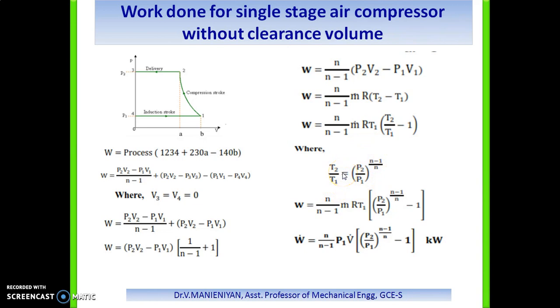polytropic process. So using this temperature relationship, the temperature ratio is replaced by the pressure ratio. That pressure relationship is placed in front of T2 by T1. So we get W equals n divided by n minus 1 times mRT1, times the pressure ratio to the power of n minus 1 divided by n, minus 1.